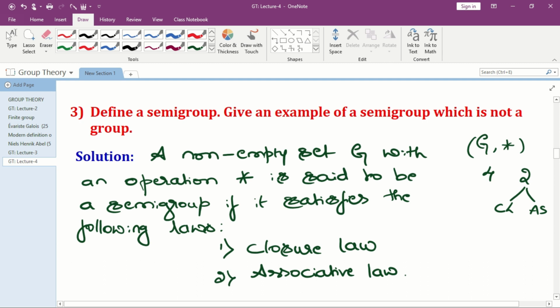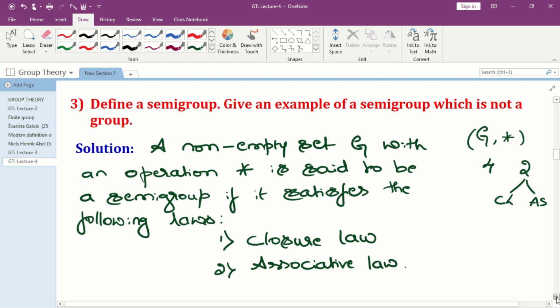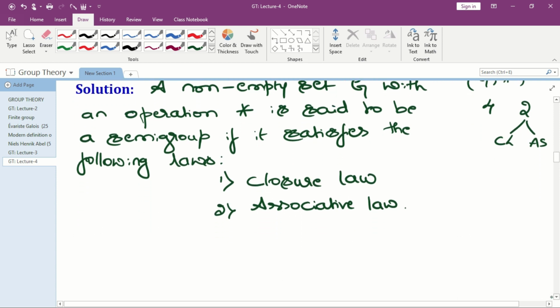Okay, if any non-empty set with an operation star satisfies closure and associative, then we say that it is a semigroup. So now you see the second part is: give an example of a semigroup which is not a group. In the previous two questions we have given Z plus, Q plus, R plus, etc. Those are all groups because they satisfy all the four laws. And here semigroup means it must satisfy only two laws.